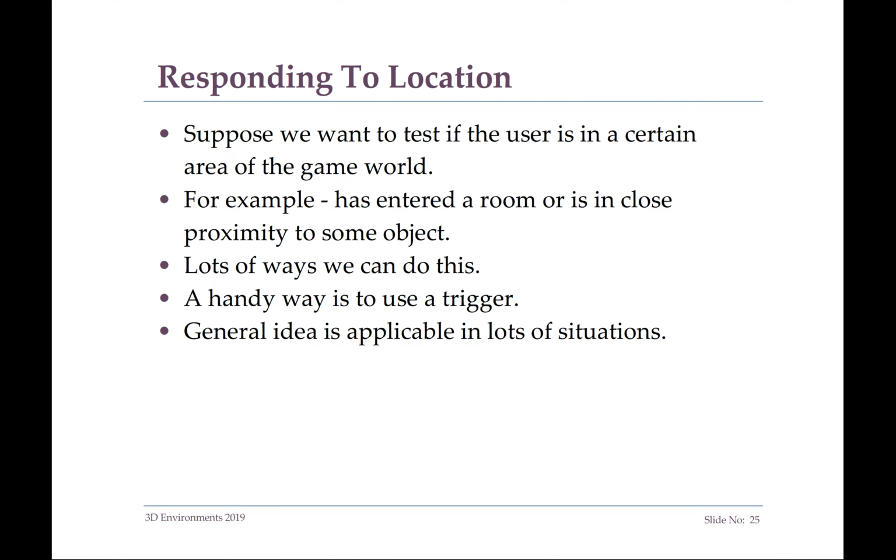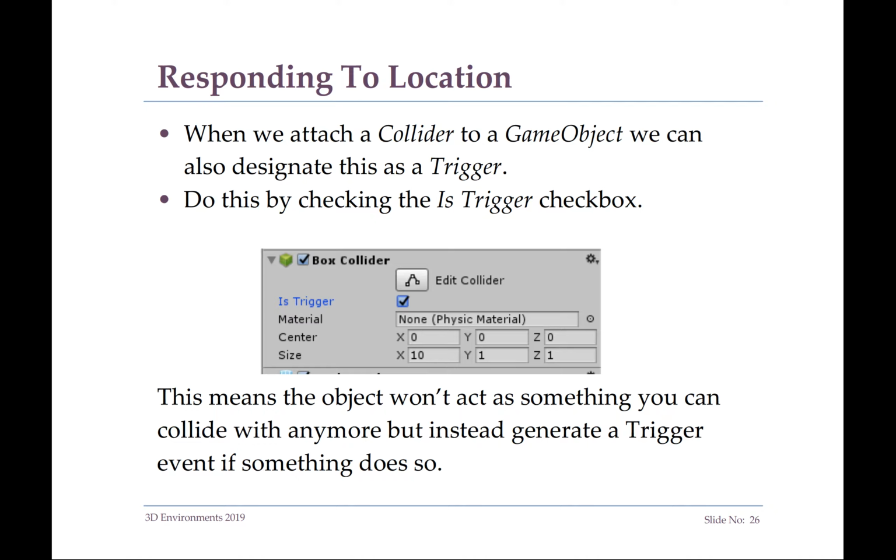So suppose, for example, we want to test if the user is in a certain area of the game world. For example, has entered a room or is in close proximity to some object. So it's not necessarily the same as a collision with something. It's if the user is in a certain area or close to something. So a handy way to do this is to use a trigger. This is a general idea that's applicable in all sorts of situations.